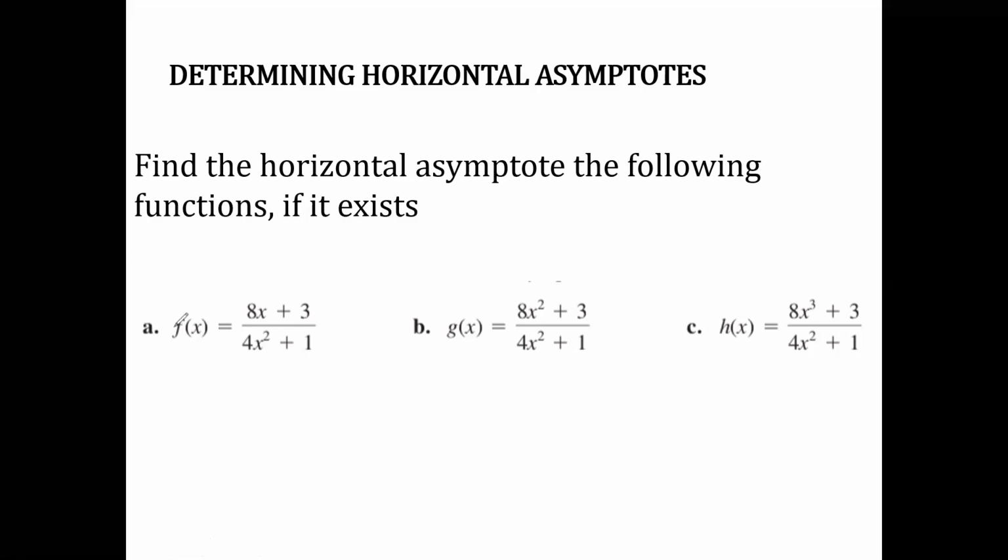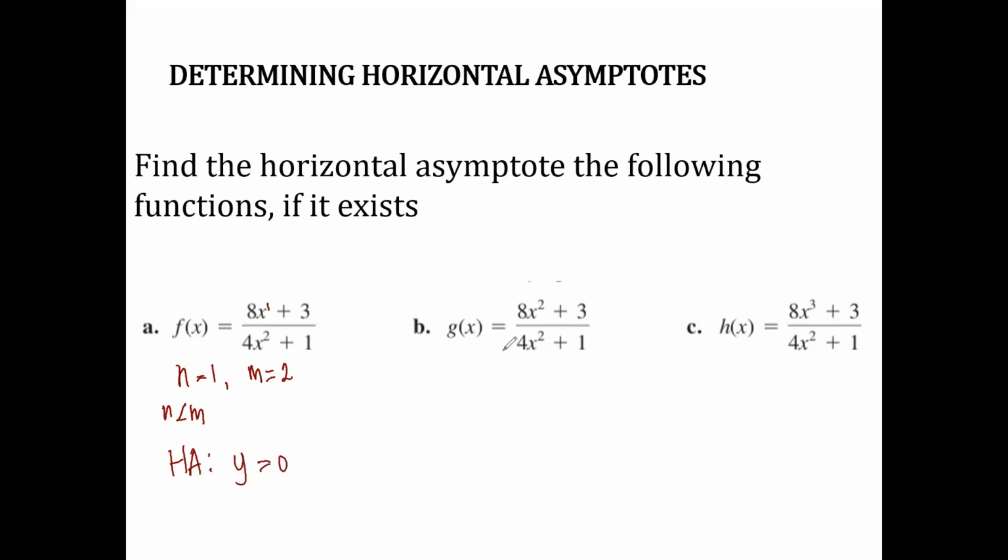So we have for the numerator, n is equal to 1. And then for the denominator, the degree is 2. So here, 1 and 2. So comparing the two, n is less than m. So what is our horizontal asymptote? Since n is less than m, y equals 0.